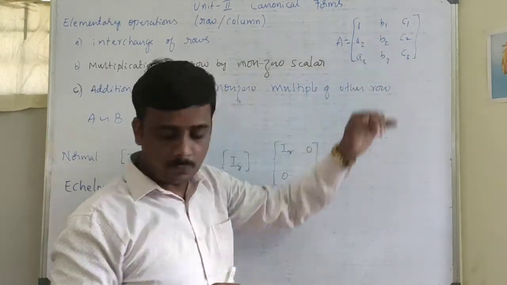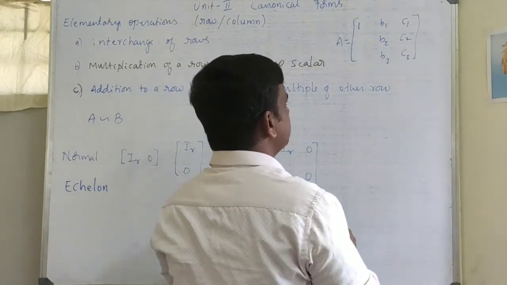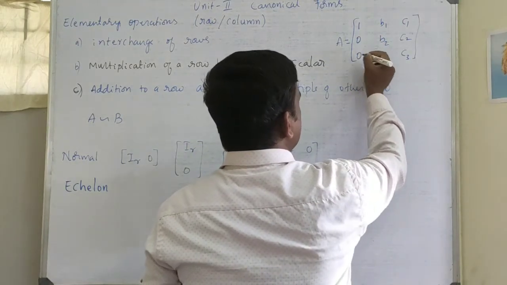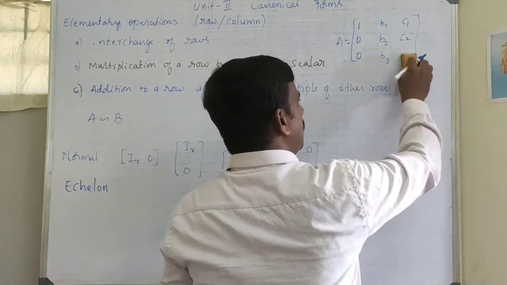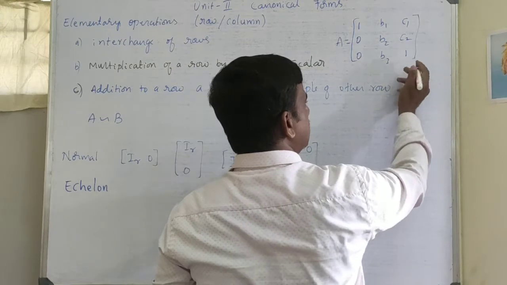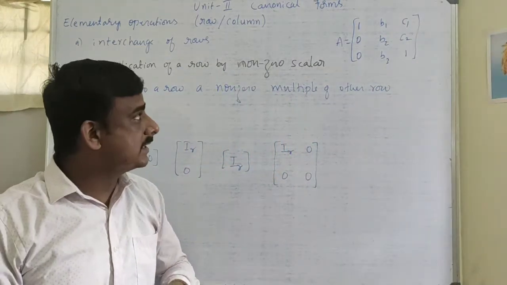So here I have 1, which means I must have 0, 0 here. In case I get 1 here, then I should have 0 here. If I get 1 here, then I don't have a next row, so no need to worry about it. So that is the second condition.